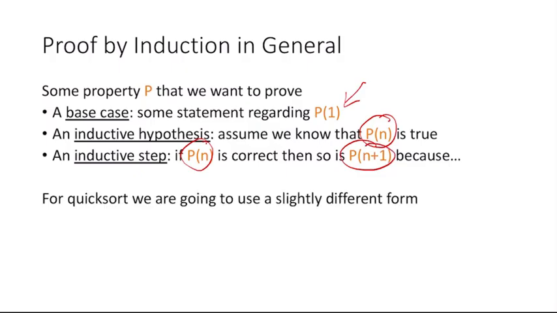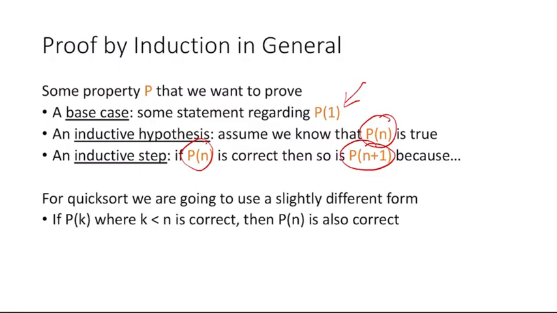For Quicksort, we're going to do this a little bit differently. Instead of going from n to n plus 1, we're going to do something more like going from n minus 1 to n. So just like shifting these two things backwards. It's still the same style of proof by induction, but just a little different. Instead of n minus 1, we're going to just say for any k that's less than n. And why we're doing it with something less than n will make sense as we work through this proof.